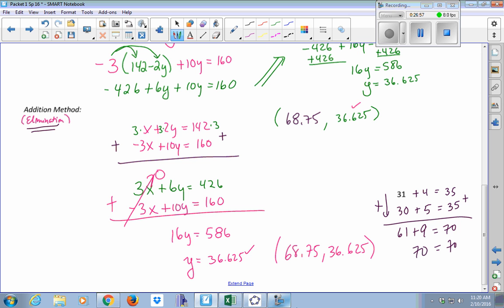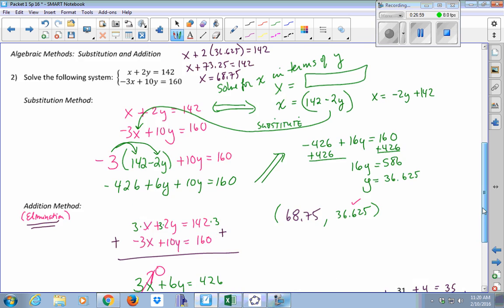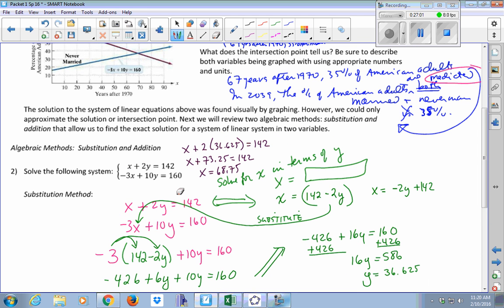I would use substitution personally anytime I'm looking at a system like this and I see one of my variables have a 1 in front. If it has a coefficient of 1, I just take that equation and solve it for that variable in terms of the other. And then I plug it in.